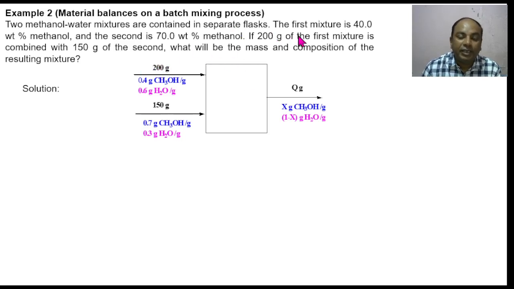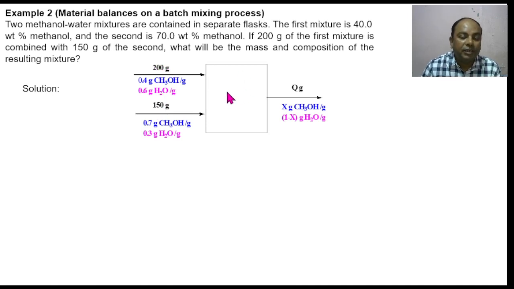Similarly, it is given that the 150 gram flask contains methanol with a mass fraction of 0.7, while the remaining is water, with a mass fraction of 0.3. So this is 150 gram, and the other flask has a mixture of 200 gram. These two flasks are combined in a unit.